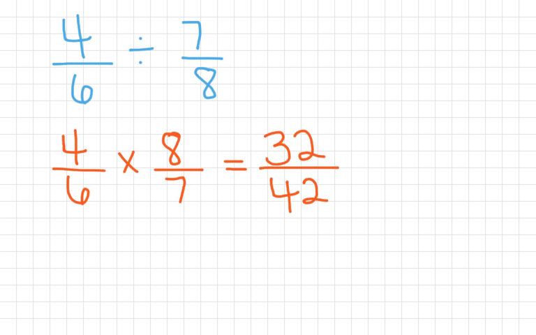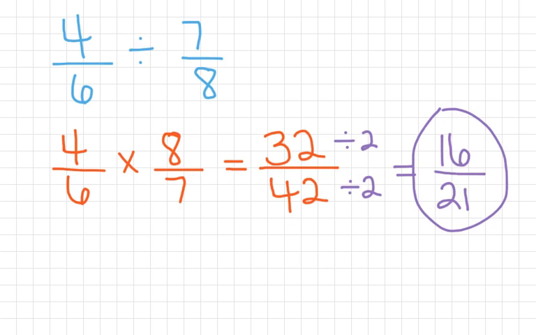And now I can see that they're both even. So right away I'm thinking I want to divide both of those by 2 to reduce. And then I'll see if I can go any further. So 32 divided by 2 is 16. And 42 divided by 2 is 21. And there are no other factors in common for 16 and 21. So that would be my final answer there.